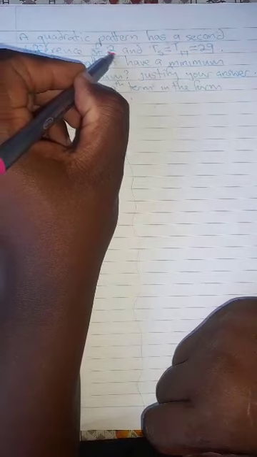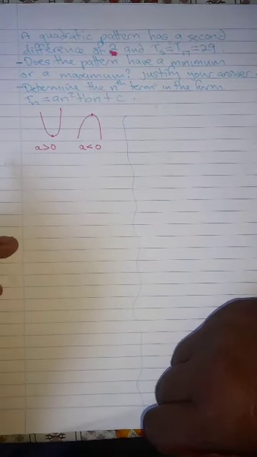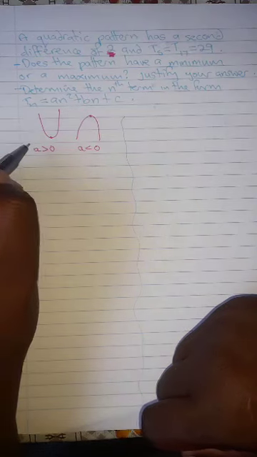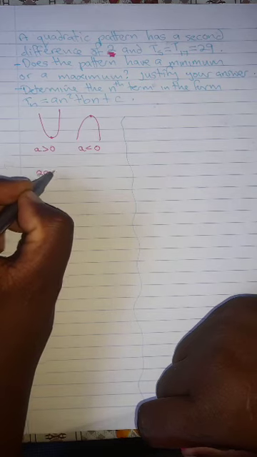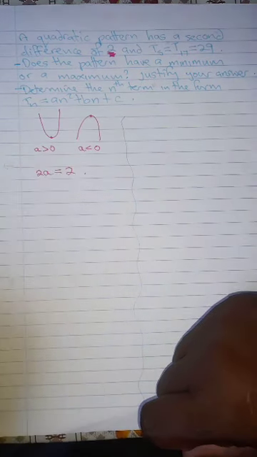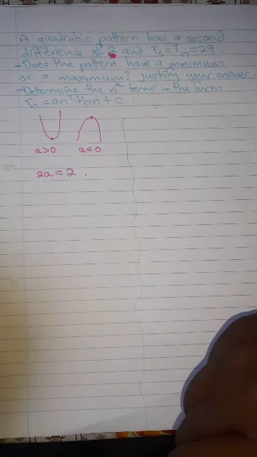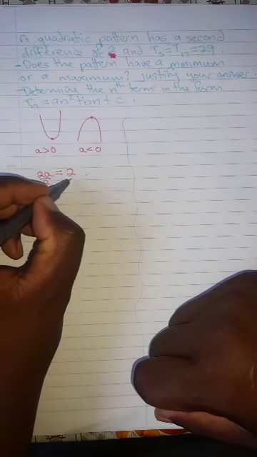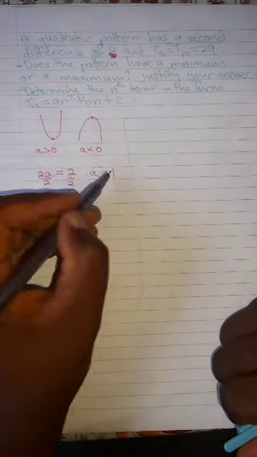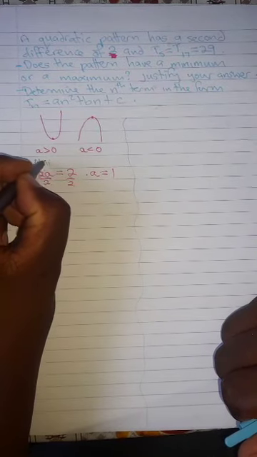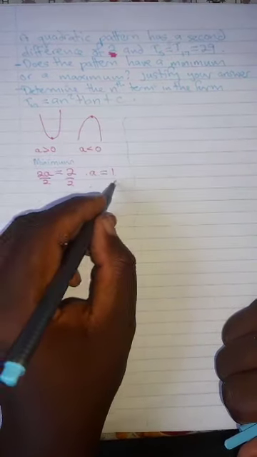In the question we are told that the second difference is 2. To get the value of a from the number pattern, we say 2a is equal to the constant second difference. From here, a is equal to 1. So if a is equal to 1, that tells you that it has a minimum, because a is greater than 0.